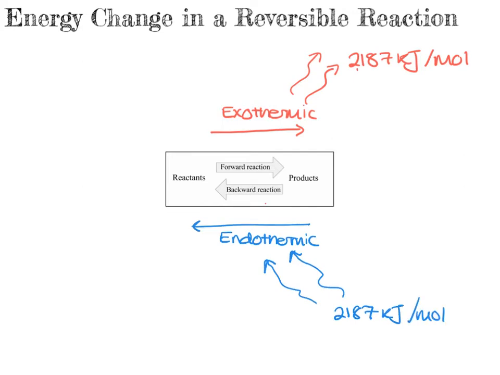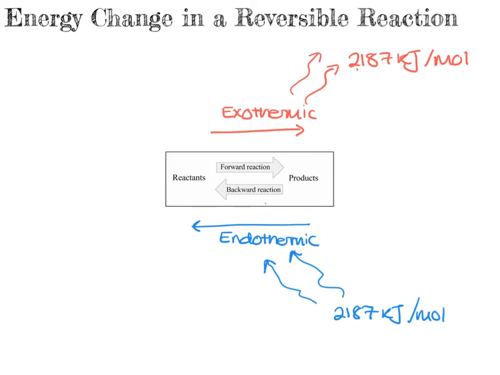Don't worry if you haven't come across moles yet, it just means per amount of stuff. If you use a little bit of reactants, a little bit of energy will be given out. If you use loads of reactants or products, then loads of energy will be given out. So you have to have it per mole or per amount of substance to make it comparable.